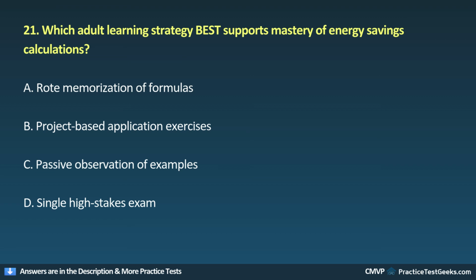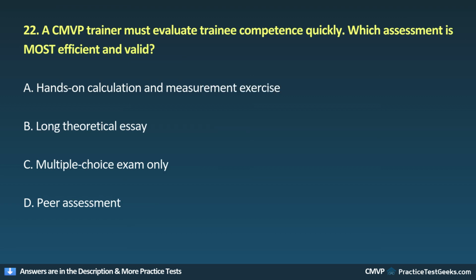21. Which adult learning strategy best supports mastery of energy savings calculations? A. Rote memorization of formulas. B. Project-based application exercises. C. Passive observation of examples. D. Single high-stakes exam.